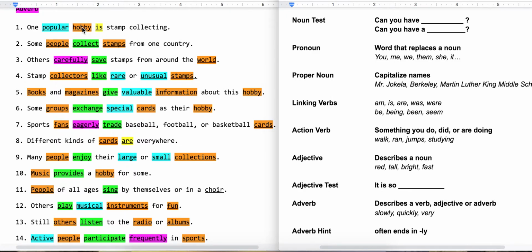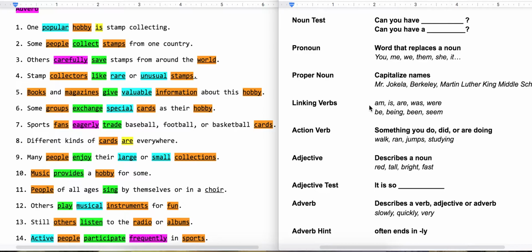Next, we look at hobby. Hobby is a noun. Can you have a hobby? Yes, so it does fit the noun test. Now, let's look at popular and see if it fits the adjective test. It is so popular. Yes, the hobby is so popular. And then finally, is a linking verb.